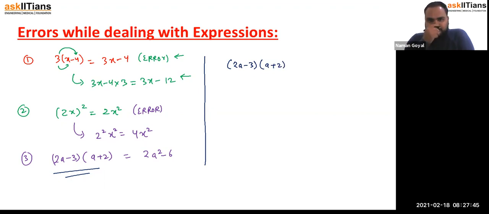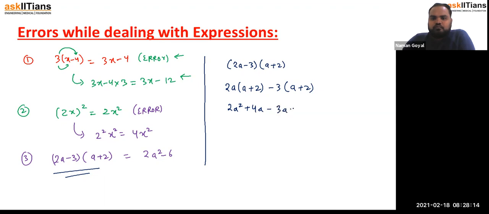So how do we solve this? See, first of all, 2a is going to be multiplied with the complete one, right? So 2a into a plus 2. Now minus 3 is going to be multiplied with the complete a plus 2. So it gives 2a square plus 2a into 2, which is 4a, right? Now minus 3a, not plus, minus 6, right? Minus 3 into 2 is minus 6, isn't it? So it gives minus 6.